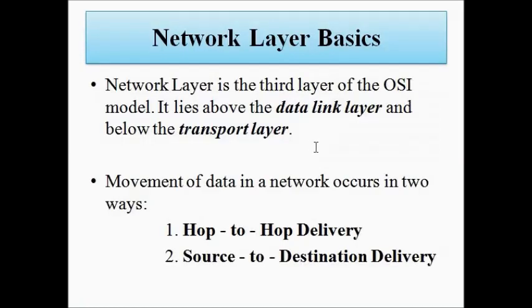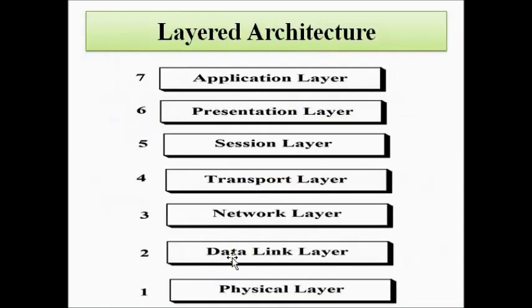So first let us understand some basic concepts related to the network layer, or what a network layer actually does. As I said, the network layer is the third layer of the OSI model. It lies above the data link layer and below the transport layer. Okay, it lies below the transport layer and above the data link layer, the network layer.